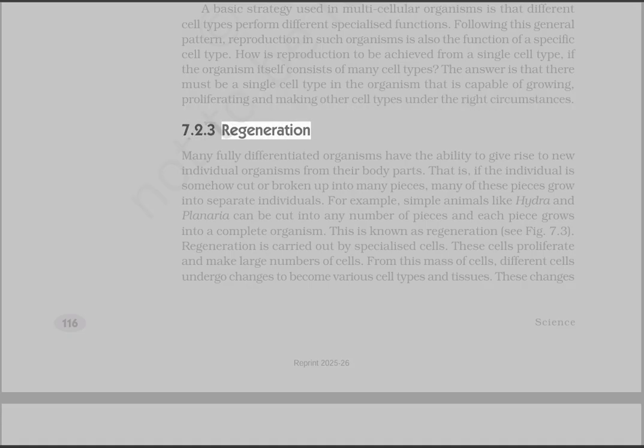7.2.3 Regeneration. Many fully differentiated organisms have the ability to give rise to new individual organisms from their body parts. That is, if the individual is somehow cut or broken up into many pieces, many of these pieces grow into separate individuals. For example, simple animals like Hydra and Planaria can be cut into any number of pieces and each piece grows into a complete organism. This is known as regeneration, see Fig 7.3.